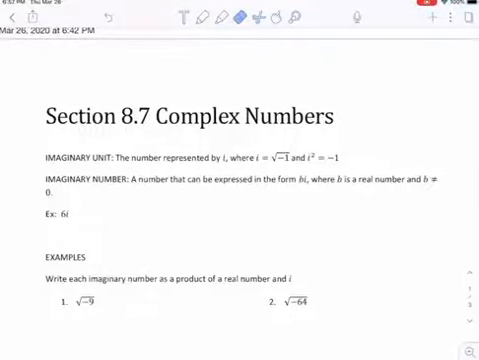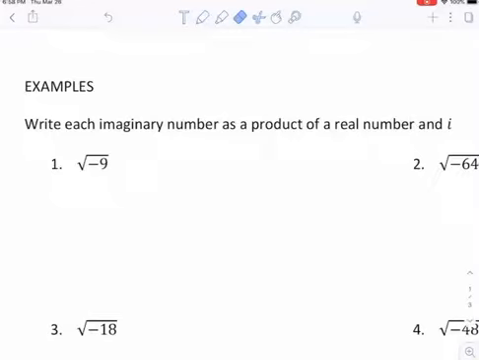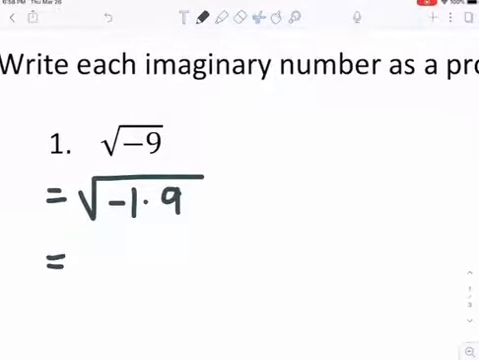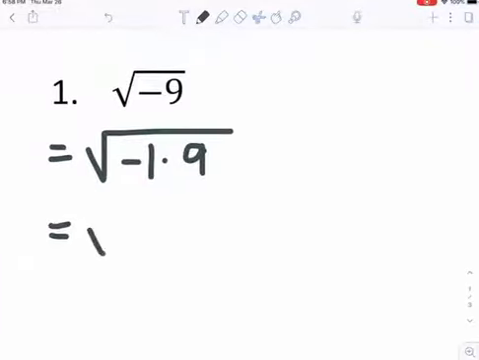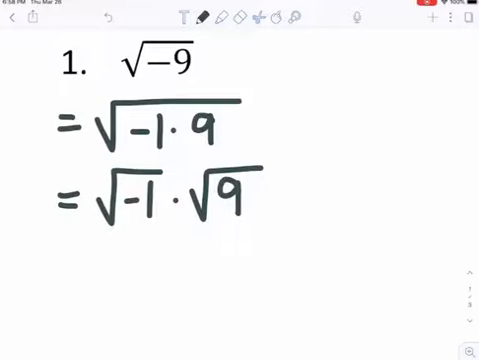Okay, so now we're dealing with the non-reals. For example, it says write an imaginary number as a product of a real number and i. Before, if I saw the square root of negative 9, I would say non-real and kind of just go on with the rest of my homework. Well, here we're actually going to take care of that negative inside of that radical. So I am going to rewrite this as a product of negative 1 times 9. I know what the square root of negative 1 is, right? I know that that is now represented by i.